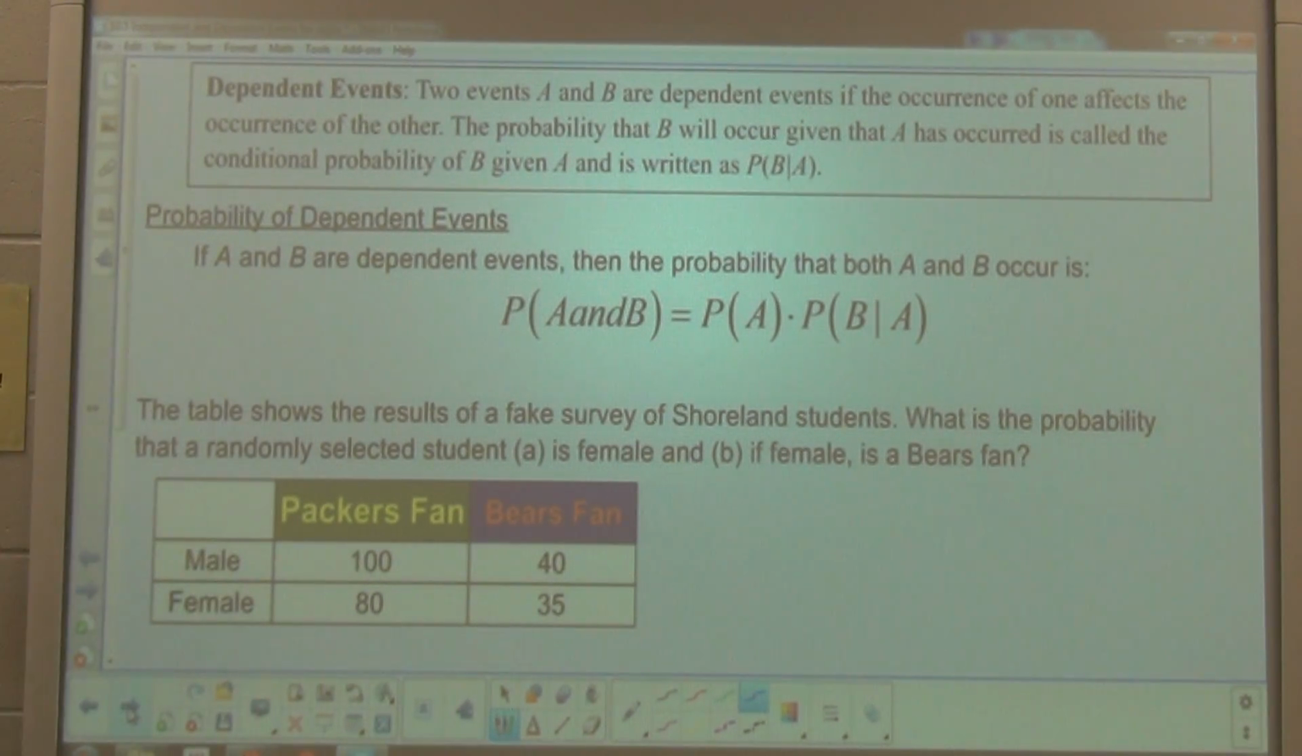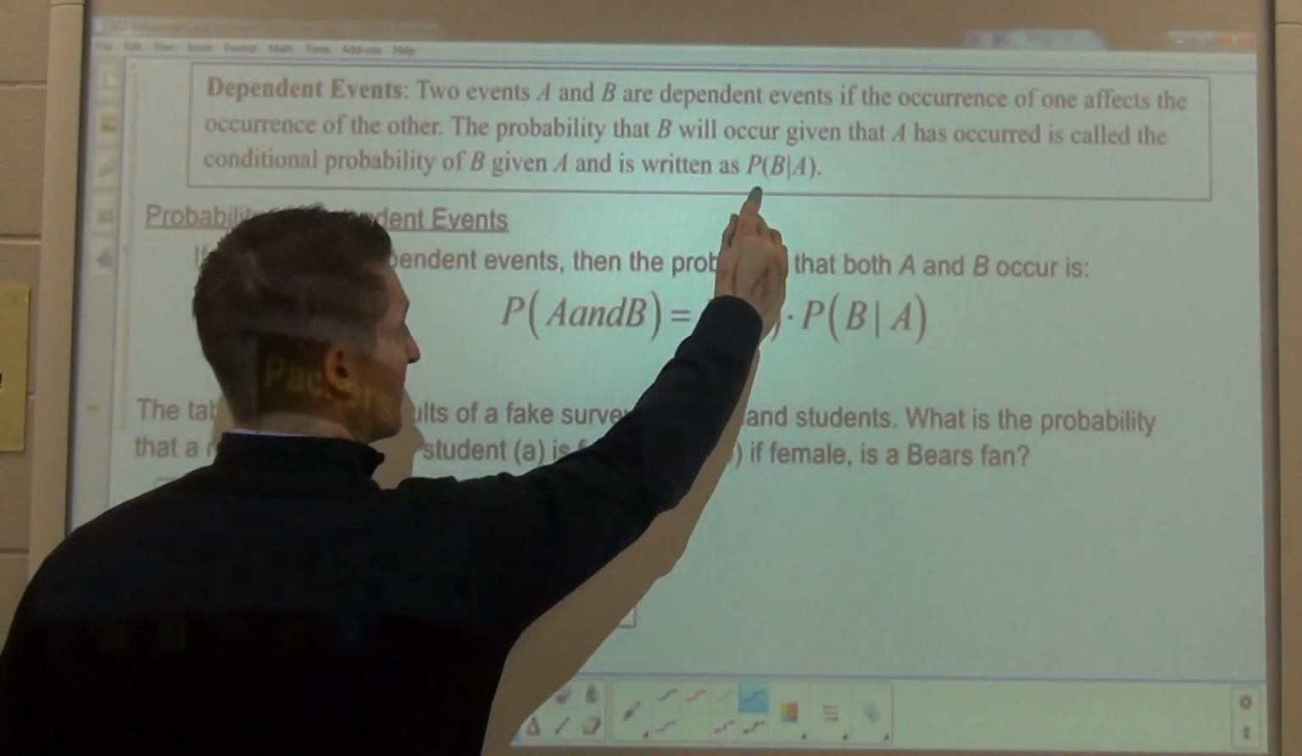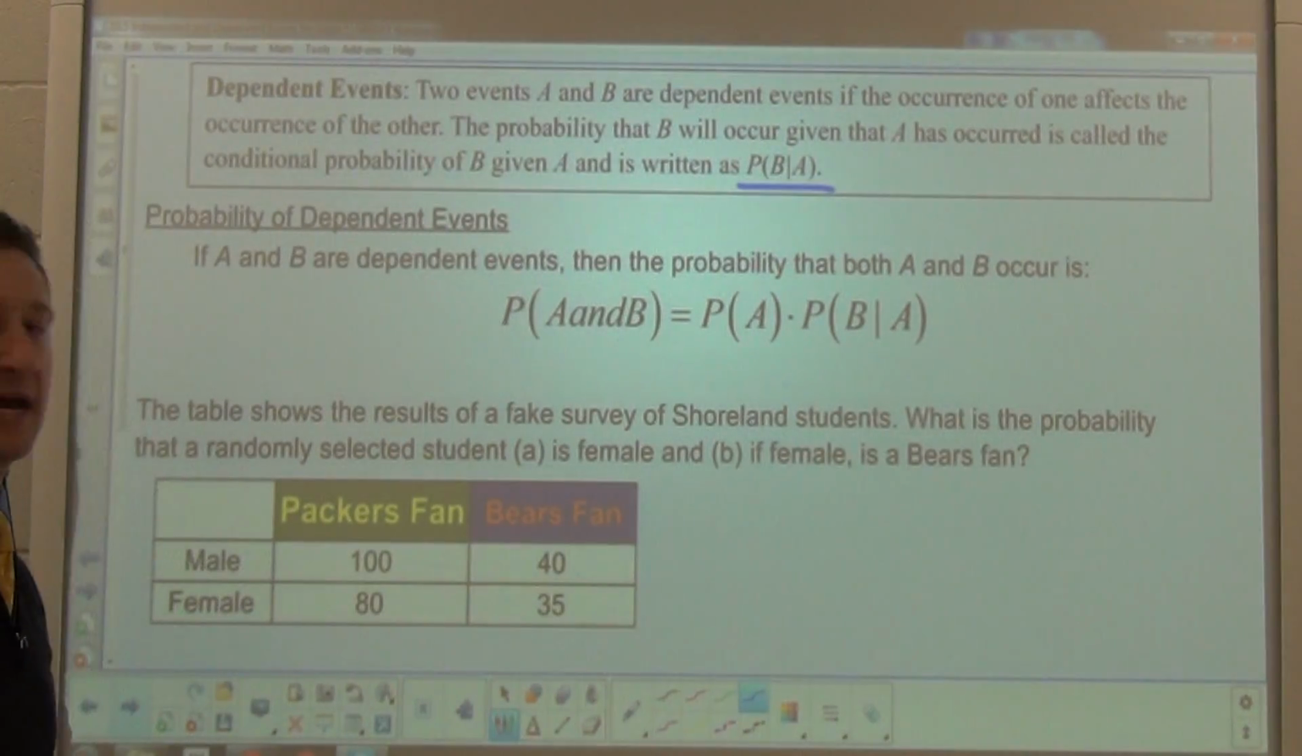So here's our description of dependent events. Two events, A and B, are dependent events if the occurrence of one affects the occurrence of the other. The probability that B will occur given that A has occurred is called the conditional probability of B given A, and is written as the probability of B given A. So that vertical bar means given.